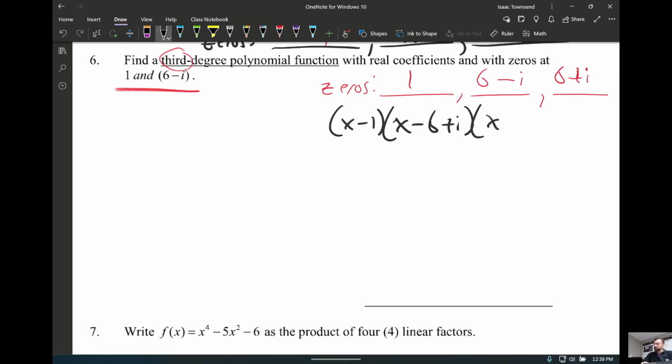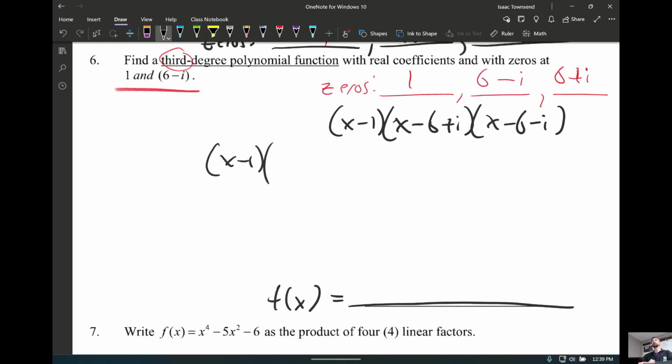x minus, and distribute. And then we're just going to distribute all this mess together, and it's going to tell us the function that would have those zeros. This is what it means by real coefficients. They want you to multiply all this mess together. So my advice would be to multiply the right two together first. Leave the x minus 1 alone, because these two are messy, and if you multiply them together, then they clean up pretty nicely. So just like the couple questions ago, x needs to be distributed to all three of these.